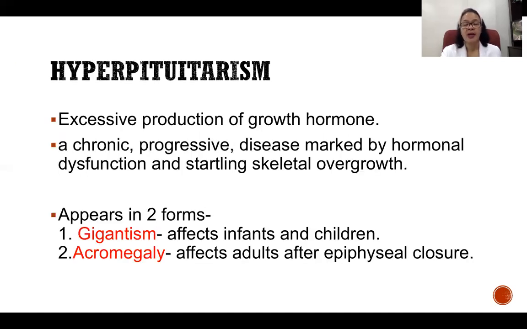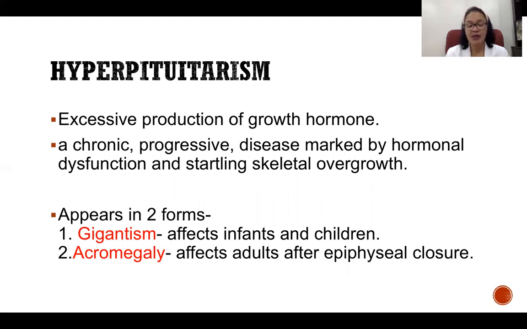Okay. So let's go now to hyperpituitarism. So this is the reverse of your hypopituitarism. At this point, there would be excessive production of the growth hormone. So this is a chronic, progressive disease marked by hormonal dysfunction and startling skeletal overgrowth.